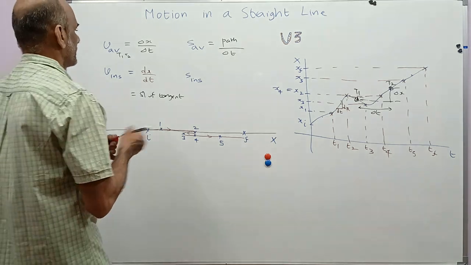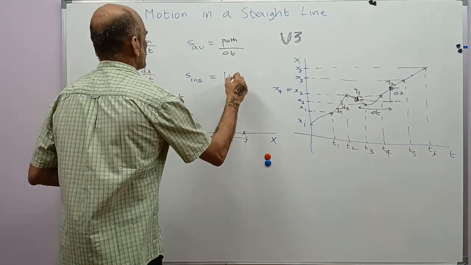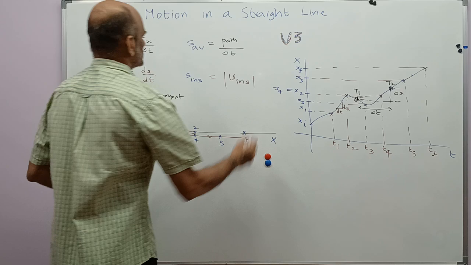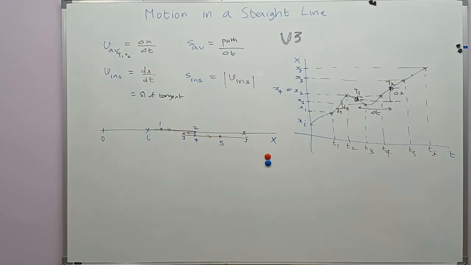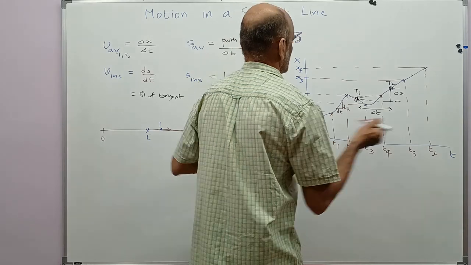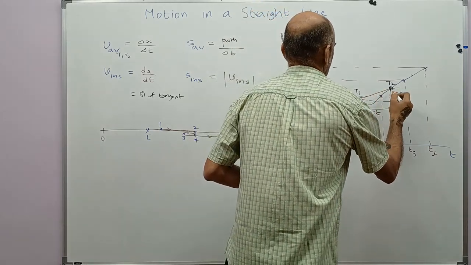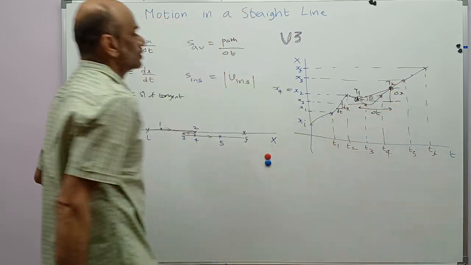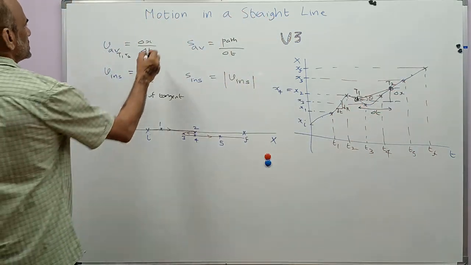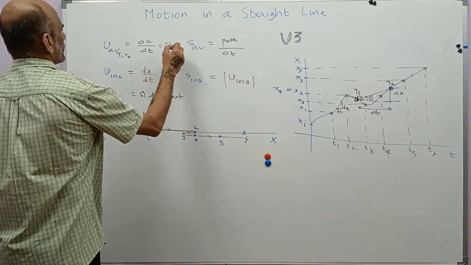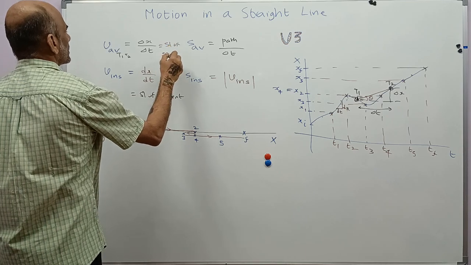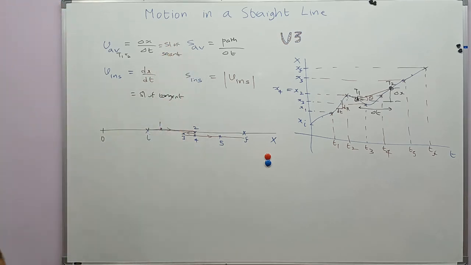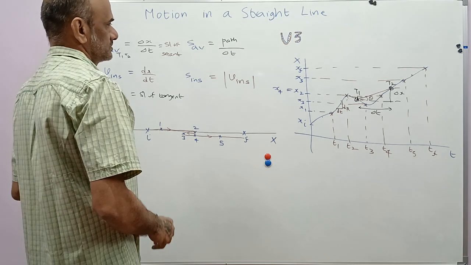Instantaneous speed is the magnitude of instantaneous velocity, which is always positive. What's the average velocity between these 2 points? It's nothing but delta x by delta t, which is tan of this angle. And this line joining the 2 points is called secant. So this is the slope of secant. Secant is a line which is touching the 2 points of a curve, and tangent is the line which touches the curve at only 1 point.